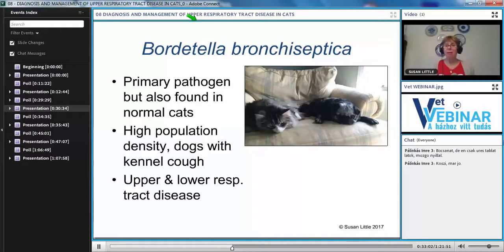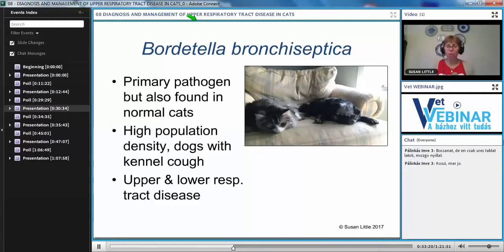Maybe the cat has been in a cat hotel. Maybe it's come from a shelter. Maybe it's in a breeder's home. Or a cat that's been in contact with a dog that has Bordetella infection causing kennel cough. So those are the scenarios where we're more likely to see Bordetella.